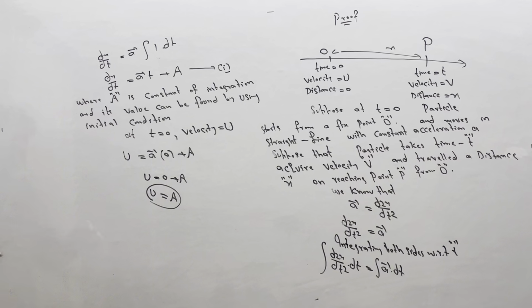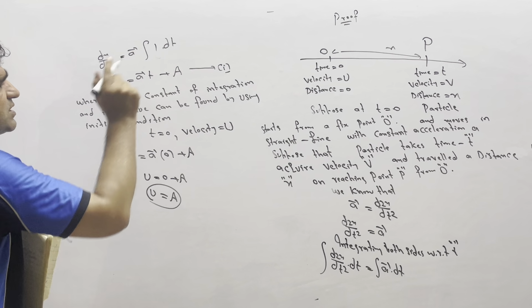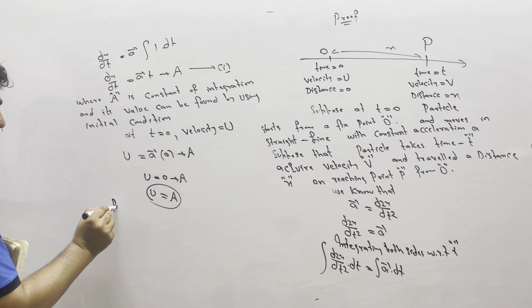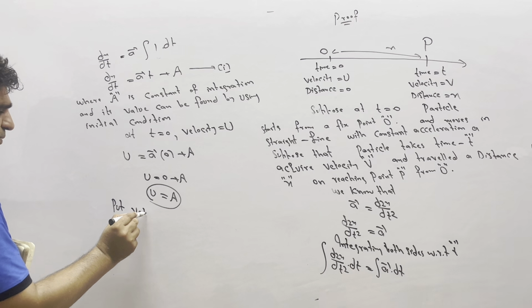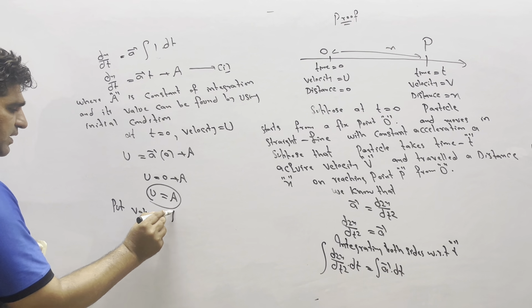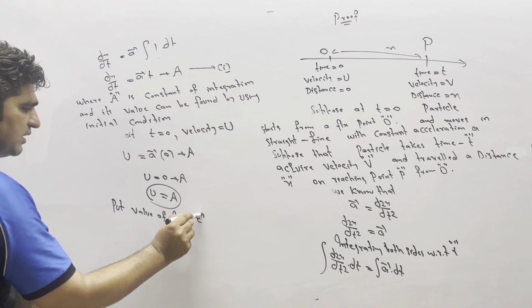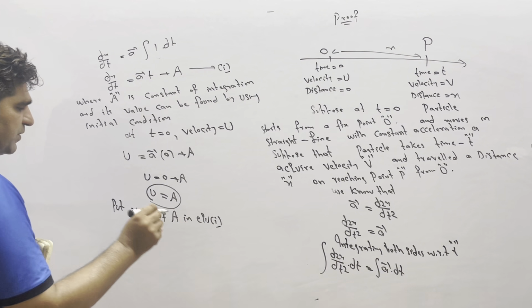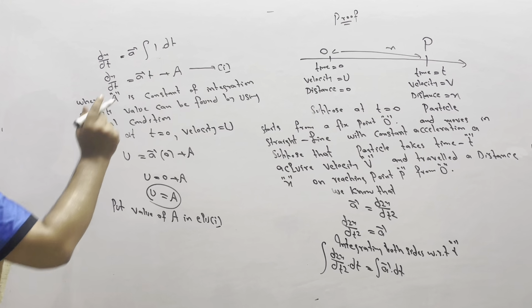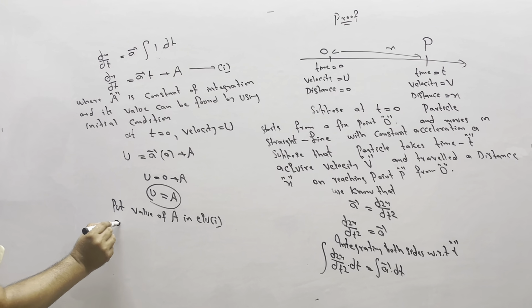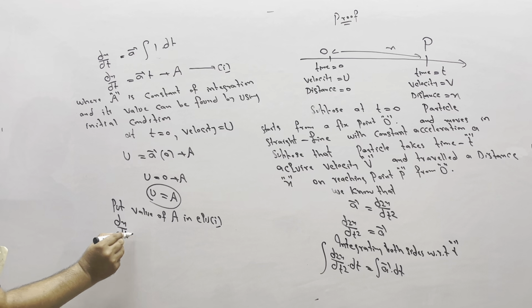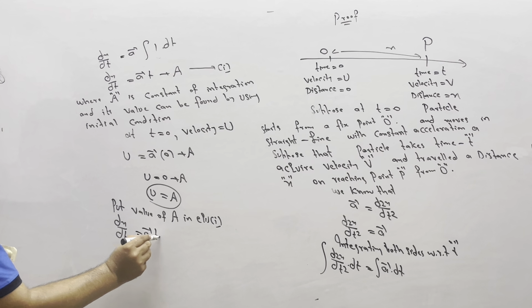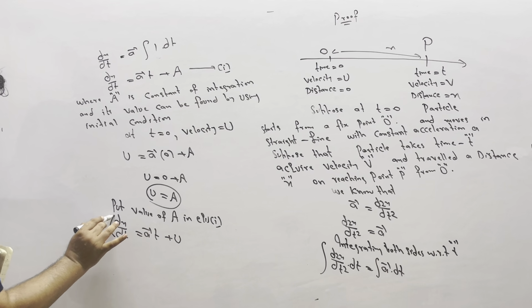So now what I can do, I can put this a in equation number 1. Put the value of a in equation number 1. So what will happen when I put a equal to u? This is dx over dt equal to at plus u.